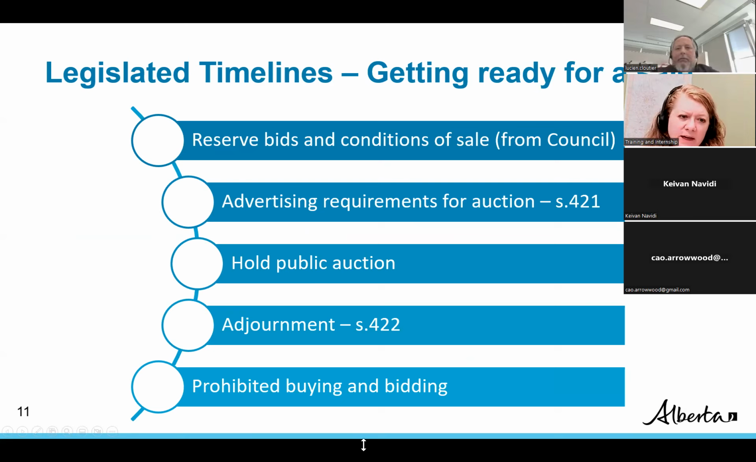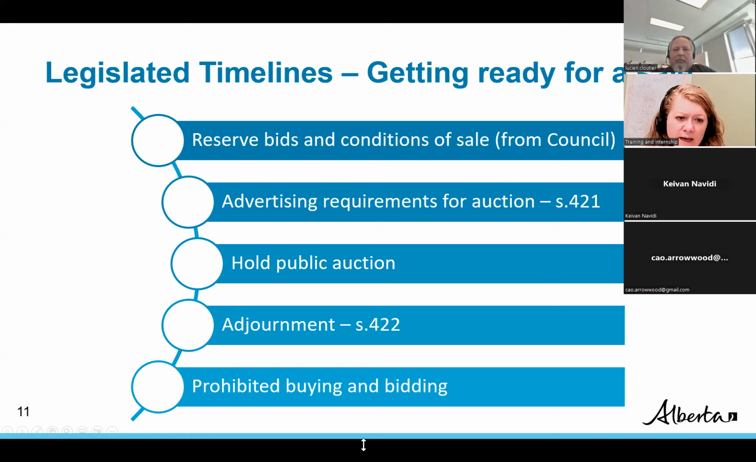Now let's look at the timelines involved with proceeding to the public auction. So for this upcoming cycle, if the tax arrears remain unpaid by March 31st of 2024, then the municipality must, and I say must, not may, they must start preparations for a public auction. Our suggestion would be to develop a calendar starting with the proposed sale date and then work backwards to build in all the required notification and advertising timelines.